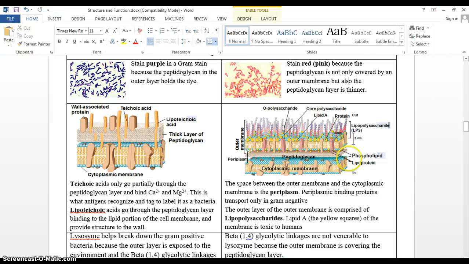If we go back here, what happens is crystal violet is going to enter both types of cells. Crystal violet's going to go in here, and crystal violet's going to go in here. This is gram positive, this is gram negative.